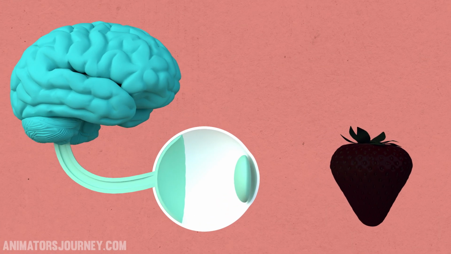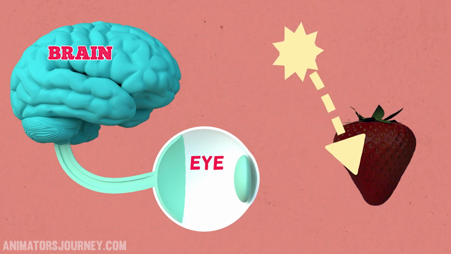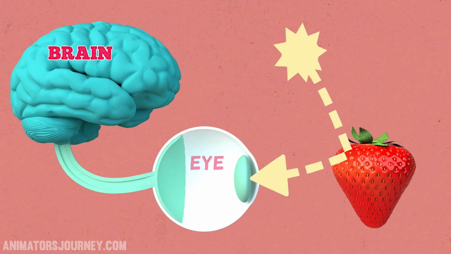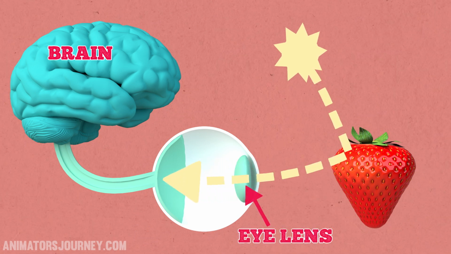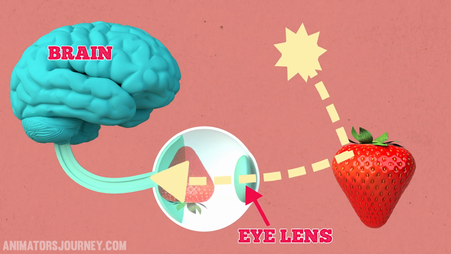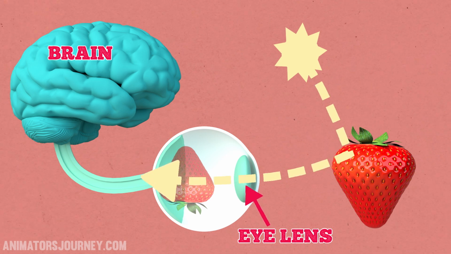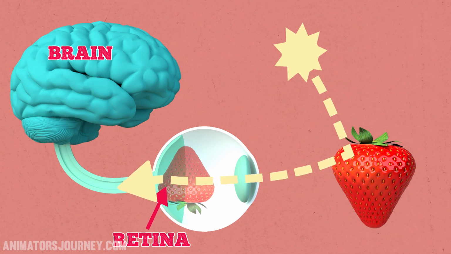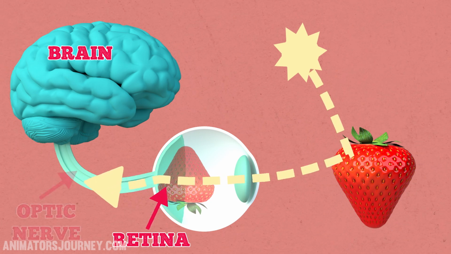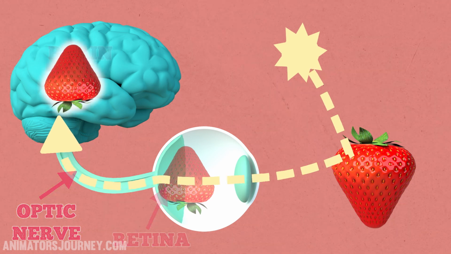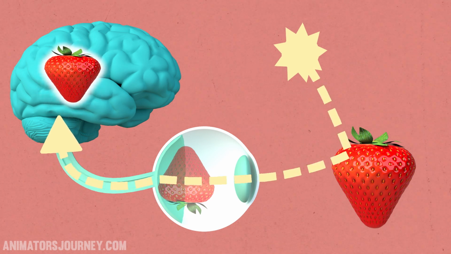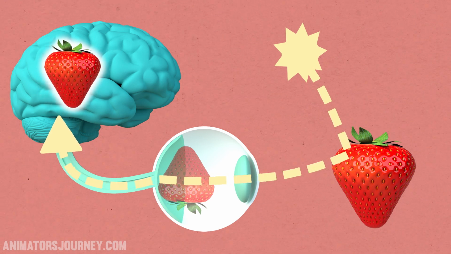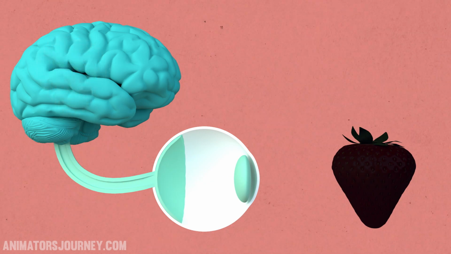We see an object because light reflects off of that object and into our eye by passing through the lens of the eye, which flips this image and projects it onto the back of the eye, where the retina is. This flipped image is then carried up the optic nerve to the brain, where the brain flips the image right side up. If we remove the light, we can no longer see the image.